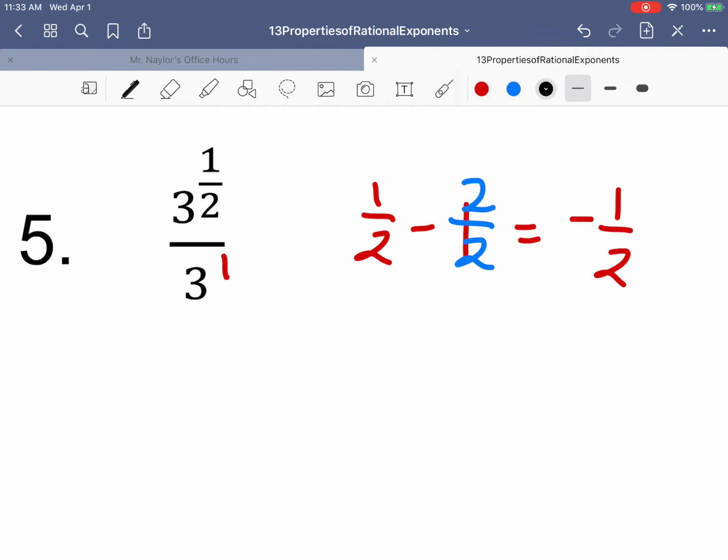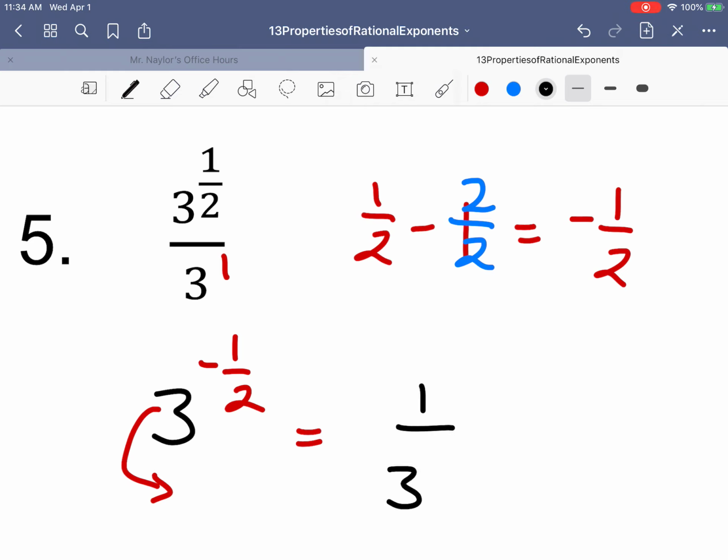Now, it would be 3 to the -1/2, but the thing is that we don't want to have negative exponents. So what are you going to do? Well, you're going to flip your base. So that's going to actually produce 1/3. Now your exponent is positive.